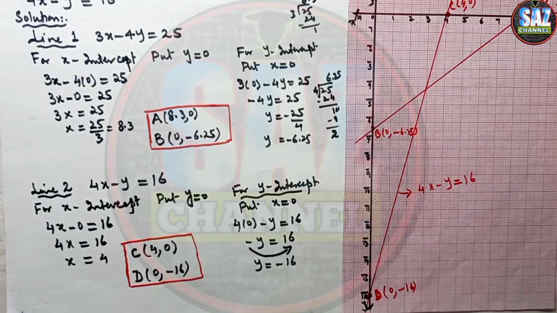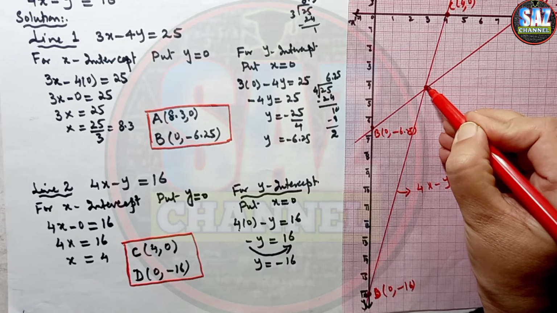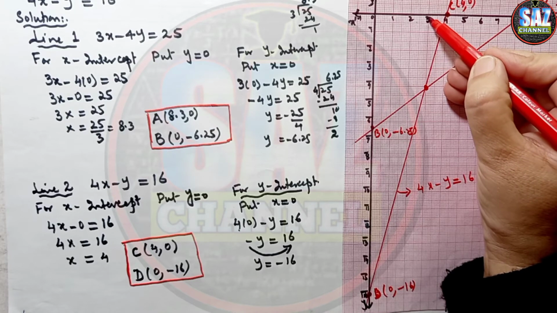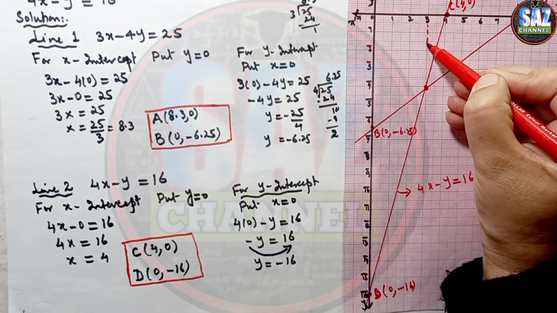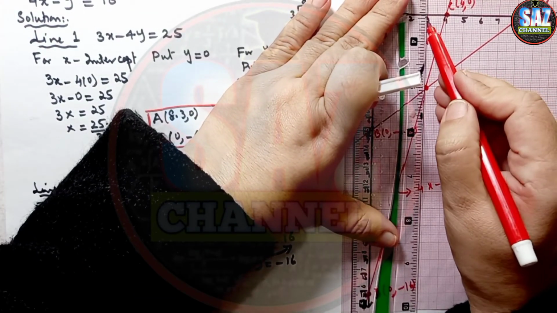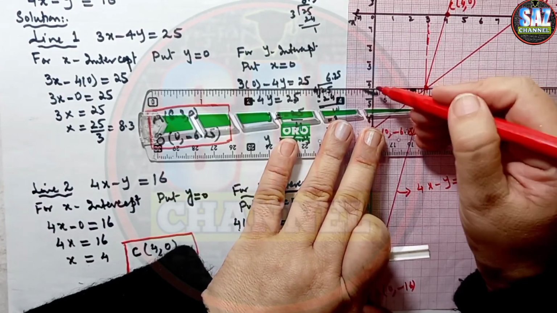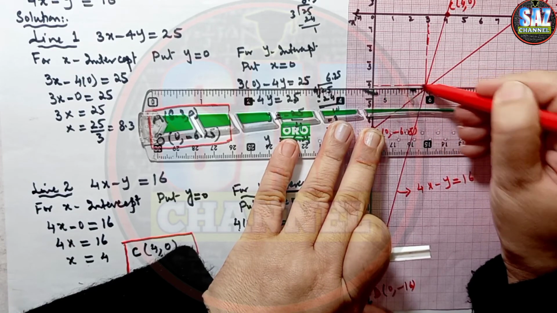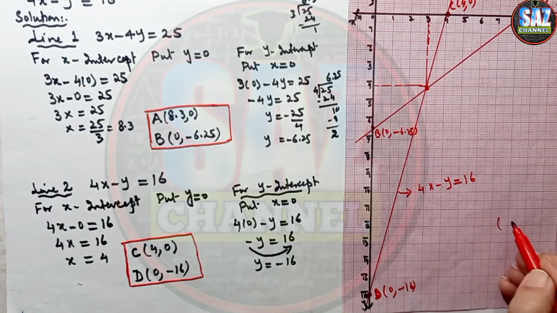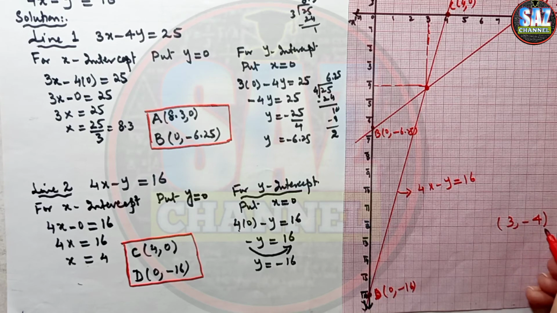In order to get the solution, we have to see at what point both the lines meet each other. The lines are meeting at x equals 3 and y equals minus 4, so the solution is 3 and minus 4. The x value is 3 and the y value is minus 4.